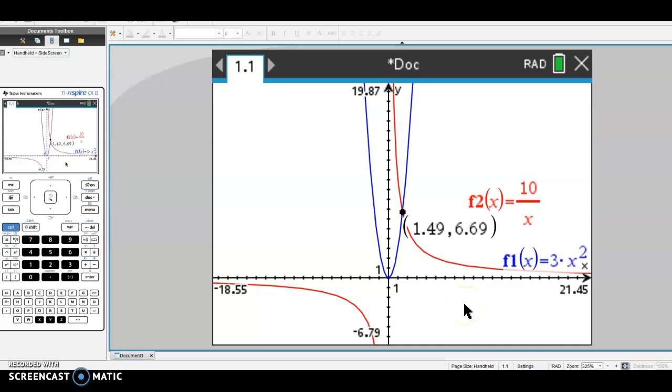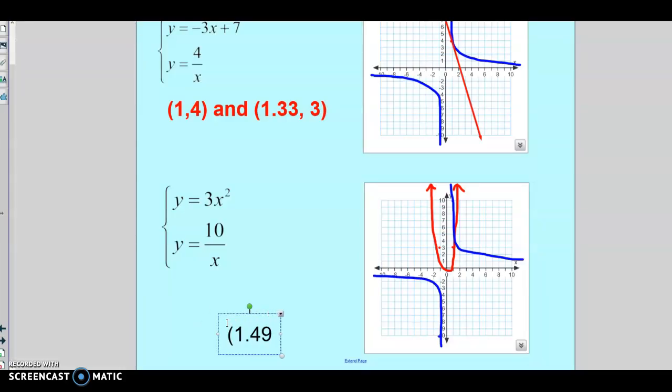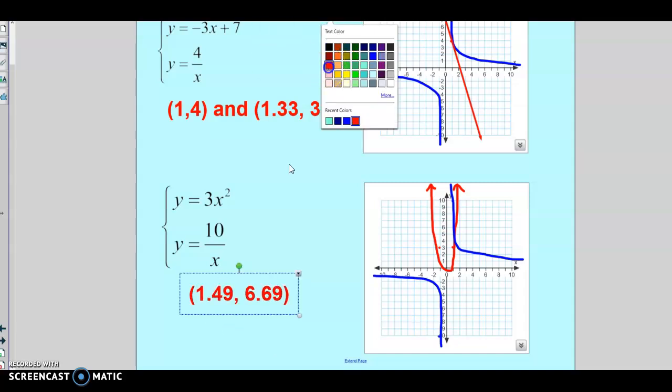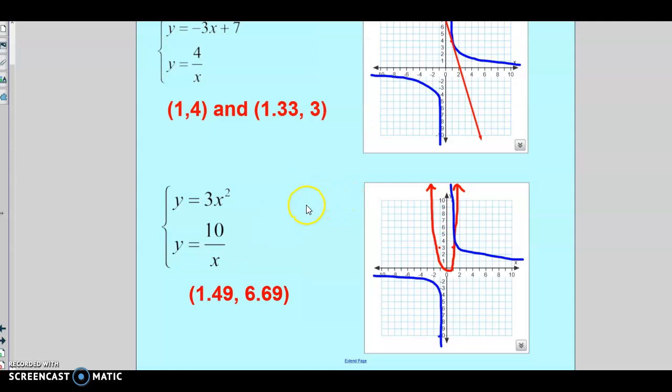This is a great example of when technology can help. If I had asked you to graph this by hand and try and find that, or even in a table, I think that would be nearly impossible. So when systems are not linear, they're curves, we're going to use our calculator. Otherwise, we should be able to use some of those other methods to solve it. So this is 1.49, 6.69 for your answer, because you're always looking for an intersection ordered pair for your solution to a system.